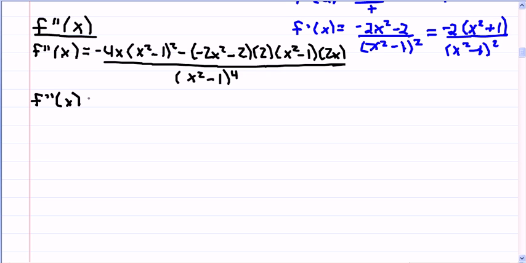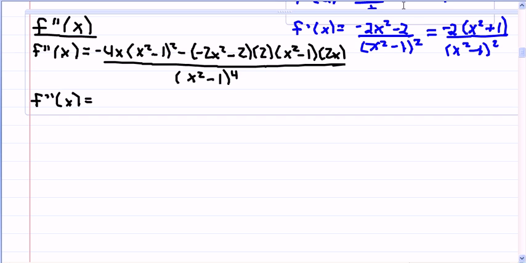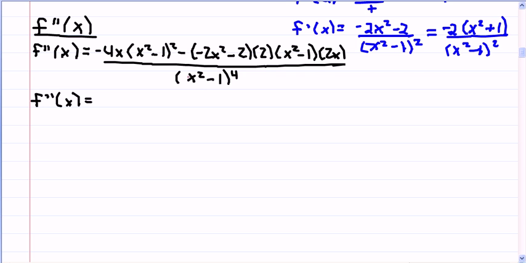and I simplify the numerator. And one thing I notice is that I have an x squared minus 1 in all three terms, so I can cancel an x squared minus 1 and distribute that negative 4x, and if I take 2 times 2x, I will distribute that 4x to the negative 2x squared minus 2.